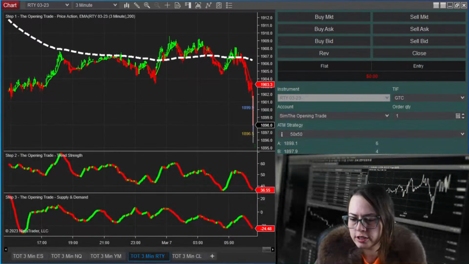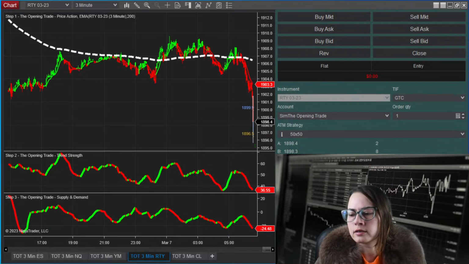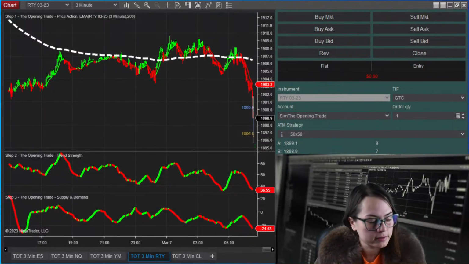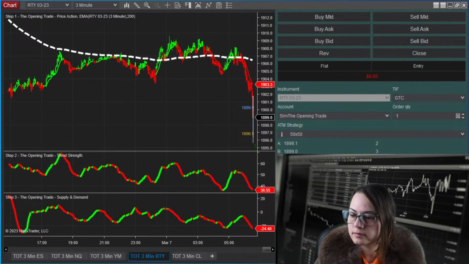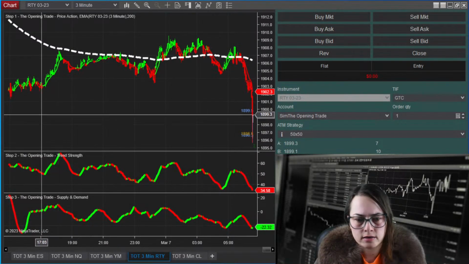So here we're watching Russell. We're quite far away from the 200 period EMA, which is the white dotted line. When the candle closes, we're going to see if it is going to be truly red or truly green. All right, so it closed in red.